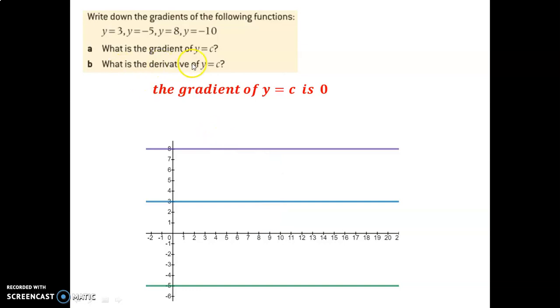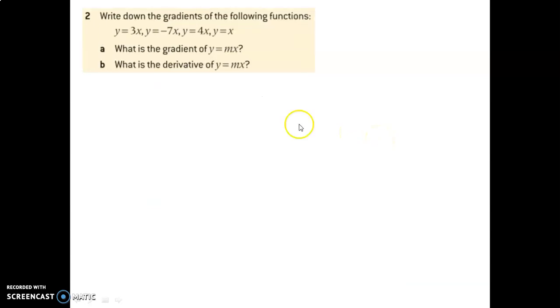So what is the derivative of y equals c? We know the derivative gives the gradient. So the derivative of y equals c must be 0. Because the derivative gives a slope, and these functions always have a slope of 0 no matter where you go on them. So the derivative of this kind of function must be 0. Important to know, remember that.